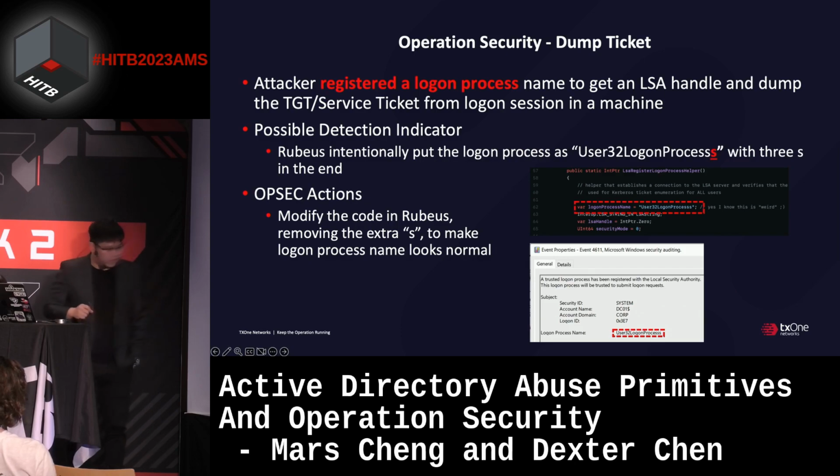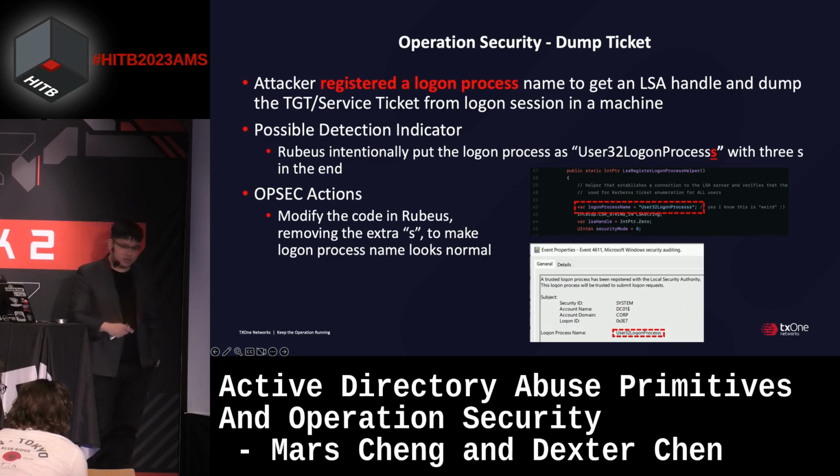You will find these things here is detection indicators. They will register a logon process, using a logon process with an extra S here. It's in the Rubeus feature. So this detection indicator, we saw, some routine will make this an indicator to detect who uses Rubeus to perform a dump ticket. But for OpSec action, we need to review every tool we use before we perform the attack action.